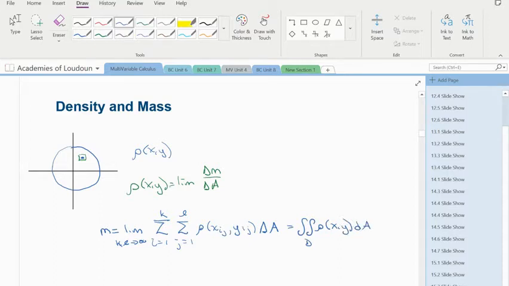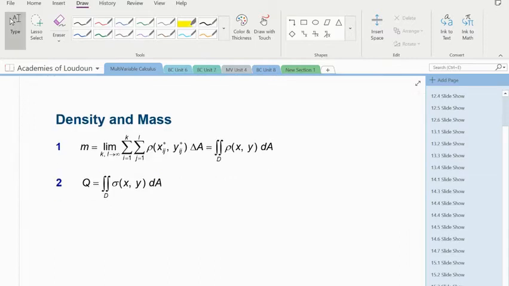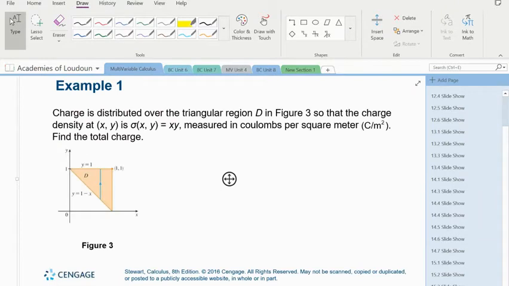So physicists have also considered other types of density that can be treated in the same manner. For example, if an electric charge is distributed over a region D and a charge density, given in units of charge per unit area, is given by sigma of x, y, then the total charge on that plate or region is given by the integral in equation 2. So let's go ahead and take a look at example 1.